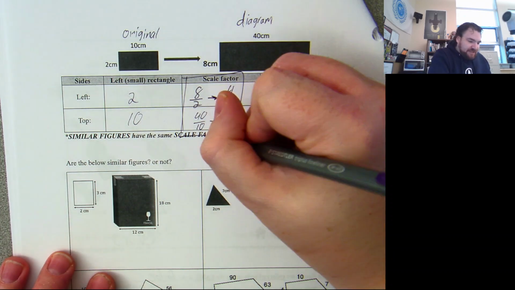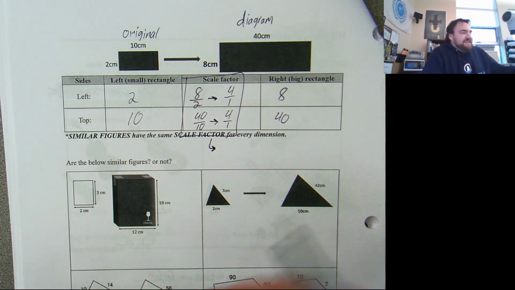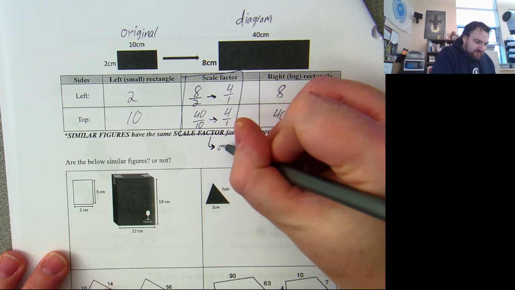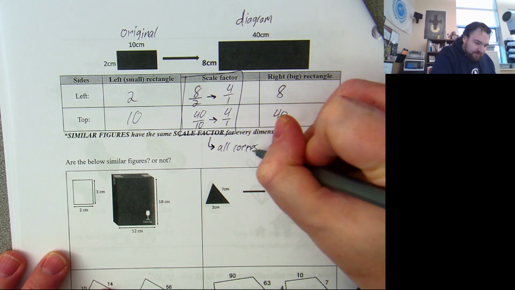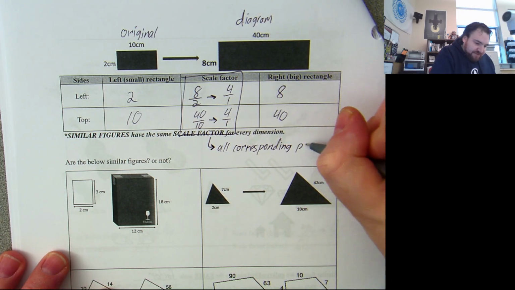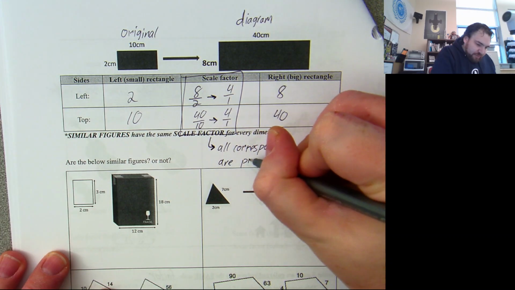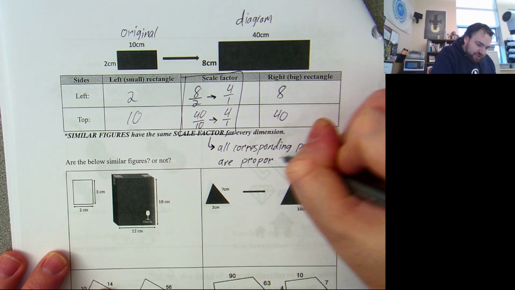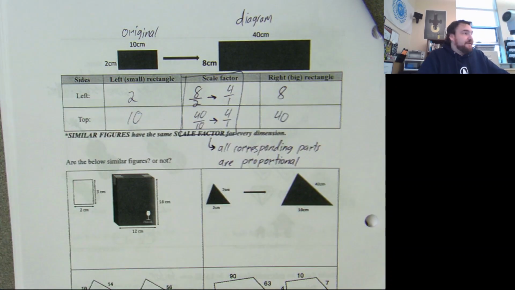And so what this means is it's an example of the truth I just said on the other page. All corresponding parts are proportional. Means they have the same scale factor for each piece.